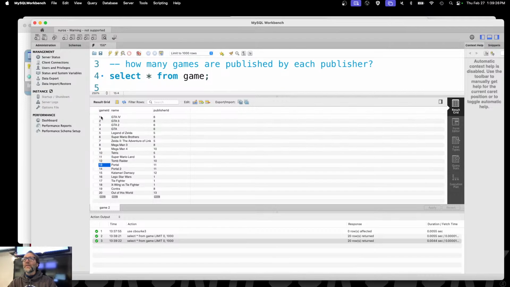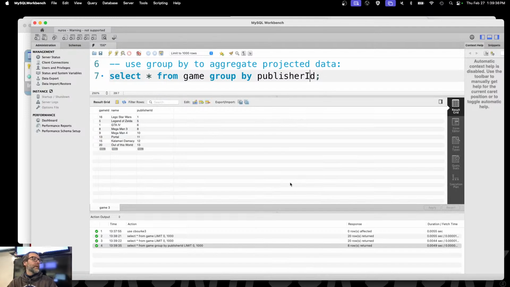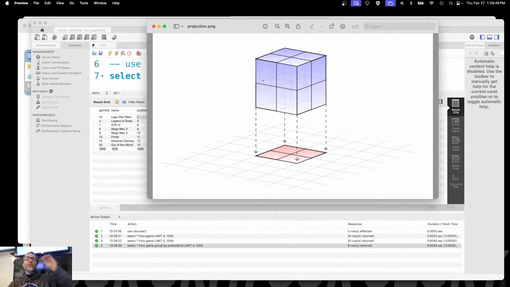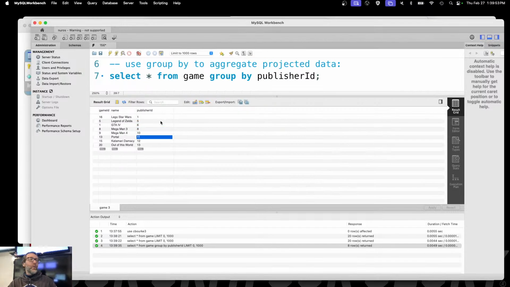It's unique, right? So I would get 1, 1, 1, 1, 1 out of that entire thing. Now I'm going to execute this, but it's not going to give me what I want yet. It's going to give me unique publisher IDs, because I've grouped them by their publisher IDs, and then I've collapsed them down. I've projected them down onto the plane, losing one of those dimensions, but I haven't gained that data that I wanted.